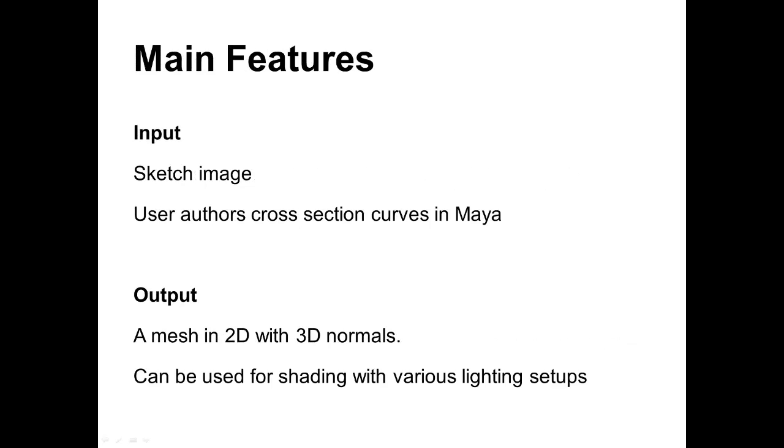For an artist using our tool, the input is an image of a sketch. The artist then authors cross-section curves in Maya using the NURBS Curves tool. Our tool will output a mesh in 2D with 3D normals. This mesh can then be used for shading with various lighting setups.